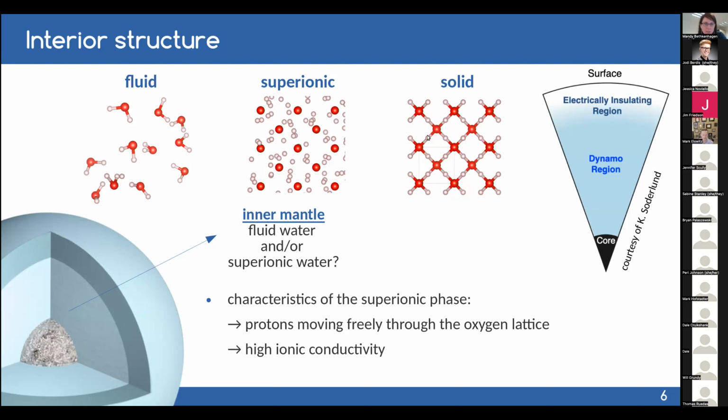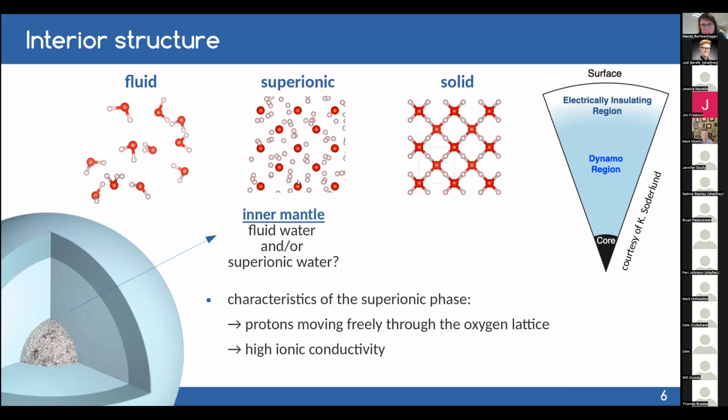So the three states we can have water in the interior is basically fluid, which I'm showing on the left, or you could also think of a solid. So for example, here I'm showing the ice ten structure. And then there is a phase which is believed to be important for the magnetic field structure. This is the superionic phase.